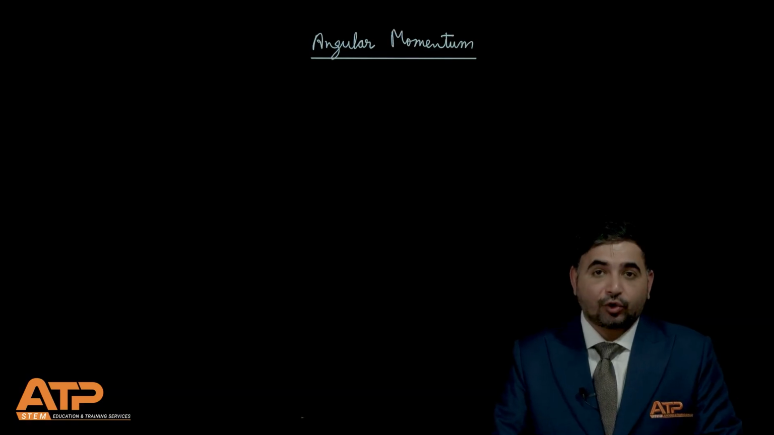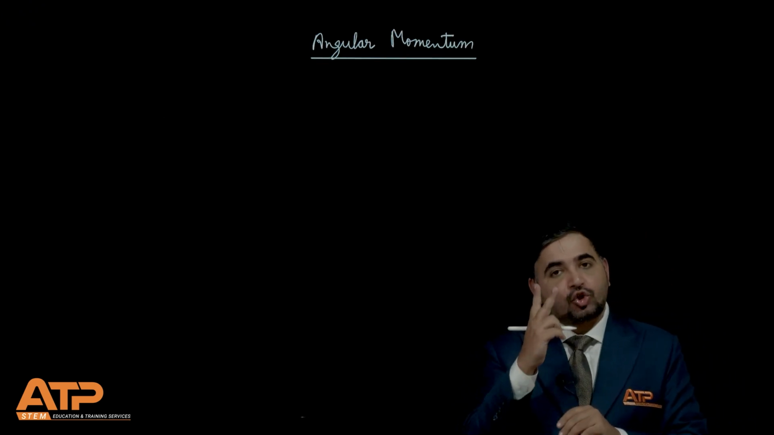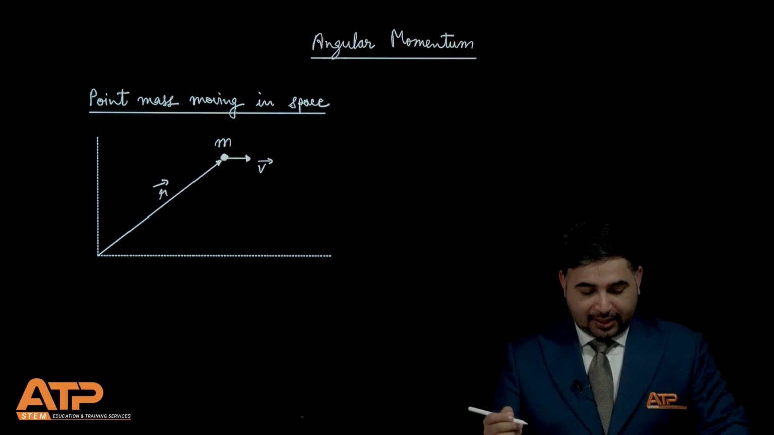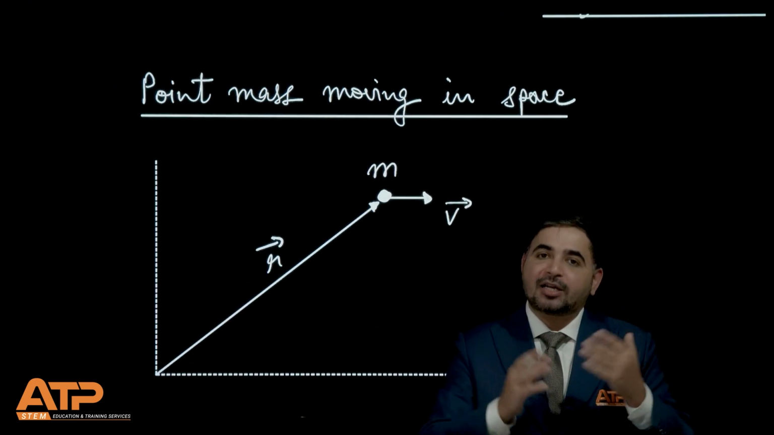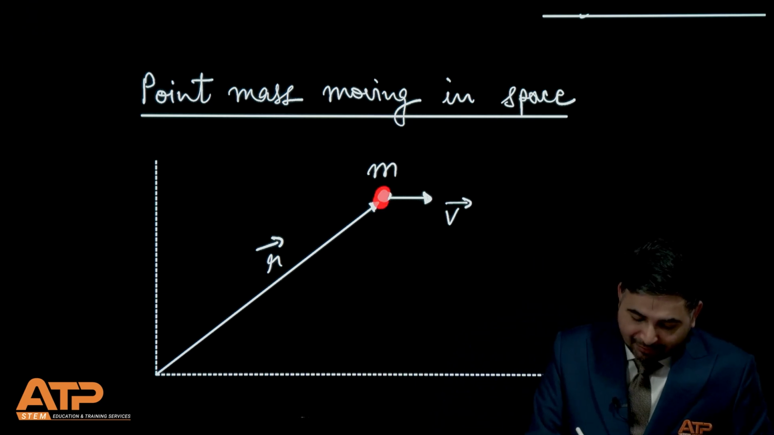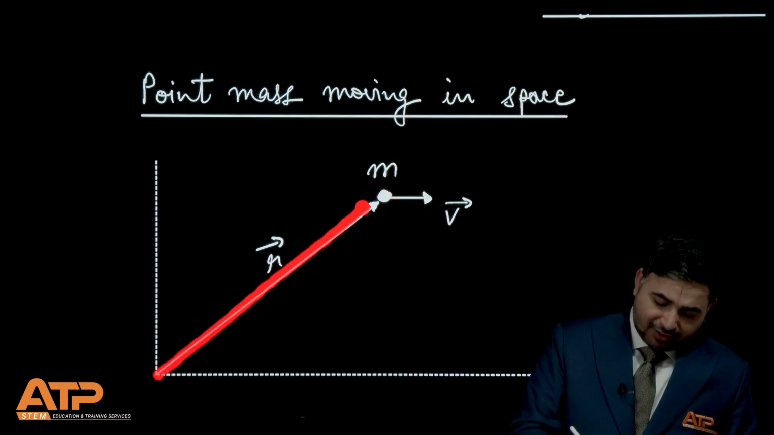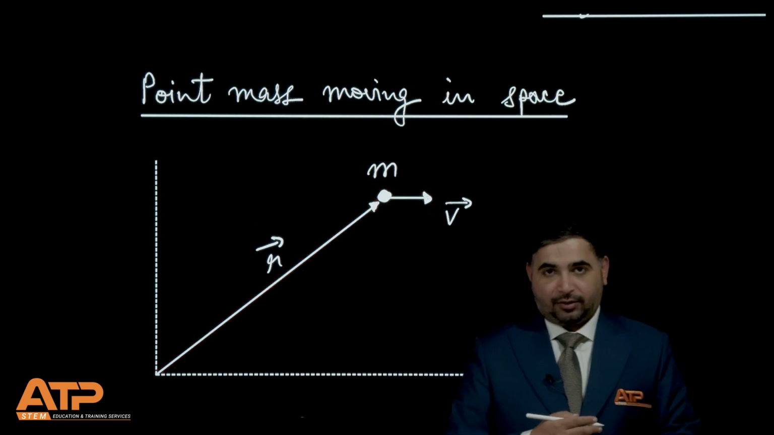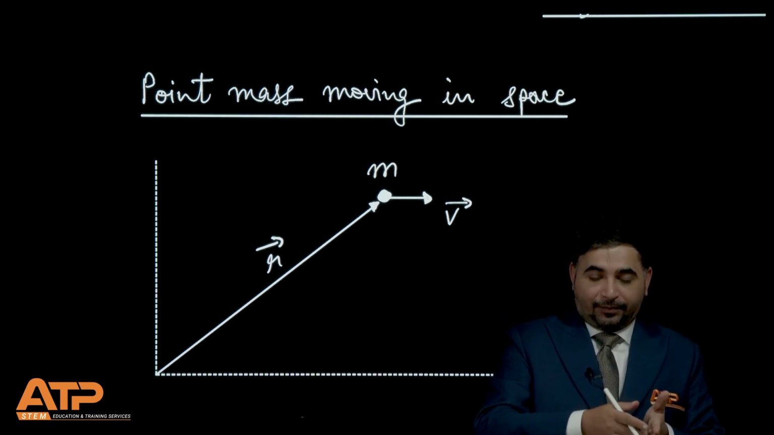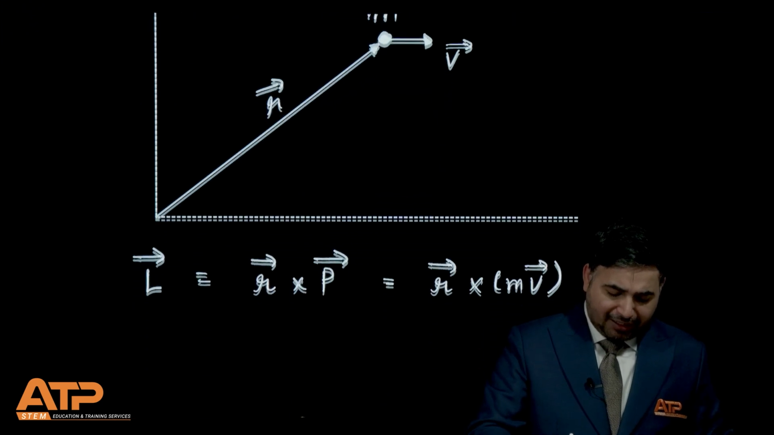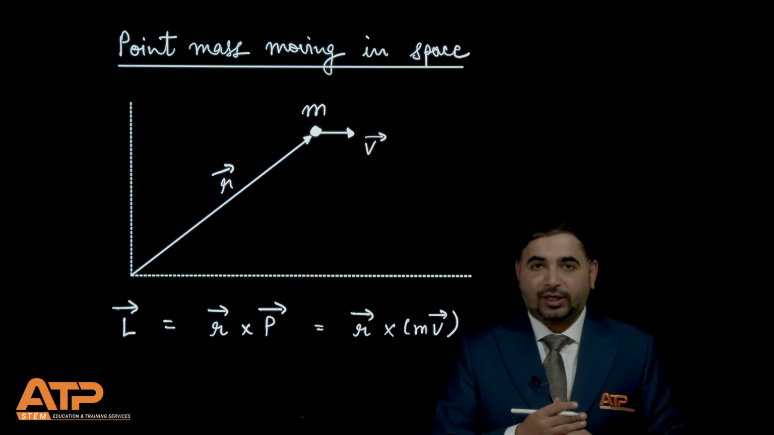Now the next thing that we are going to discuss is angular momentum. When it comes to angular momentum, we are going to discuss two scenarios. First scenario is when there is a point mass moving in space. Let's say this is our mass m, it has velocity v vector, and the position of this is given by r vector, and we want to find angular momentum about origin. Okay, so in that case, angular momentum is given by r cross p or r cross mv, right?